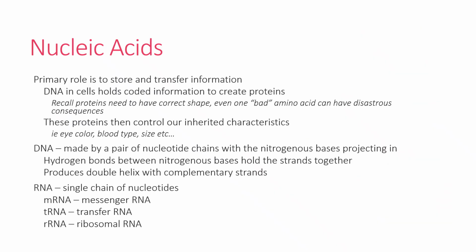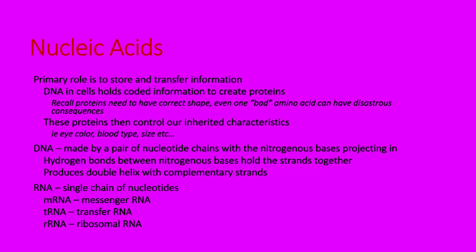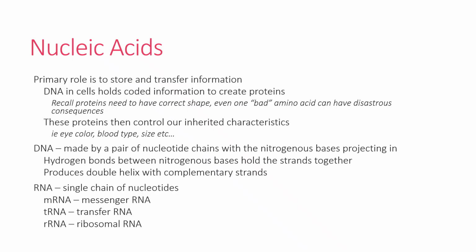Now, what is the primary role? Why do we have our nucleic acids? Their primary role is to store and transfer information. Specifically, they're going to store and transfer information to make proteins. There are some other things they make, but if you learn nothing else about this, that's what I want you to know: they store and transfer information to make proteins. Remember that the sequence of amino acids was incredibly important to the overall structure and shape of the protein. We get that specific sequence from the sequence of nucleotides in our DNA.